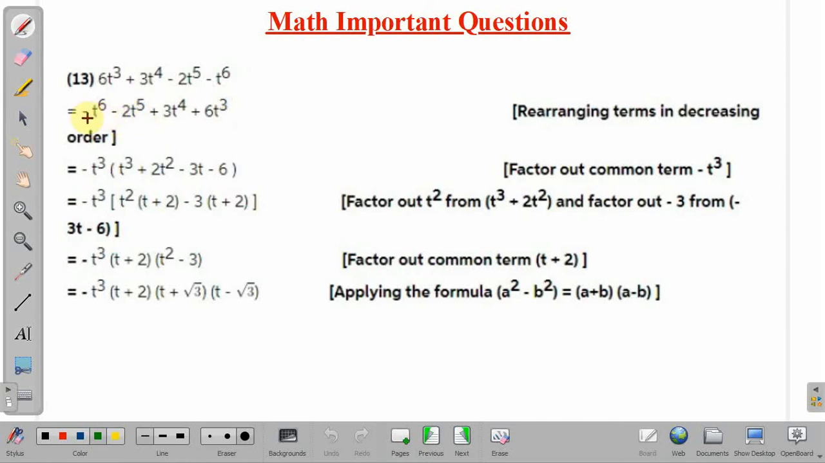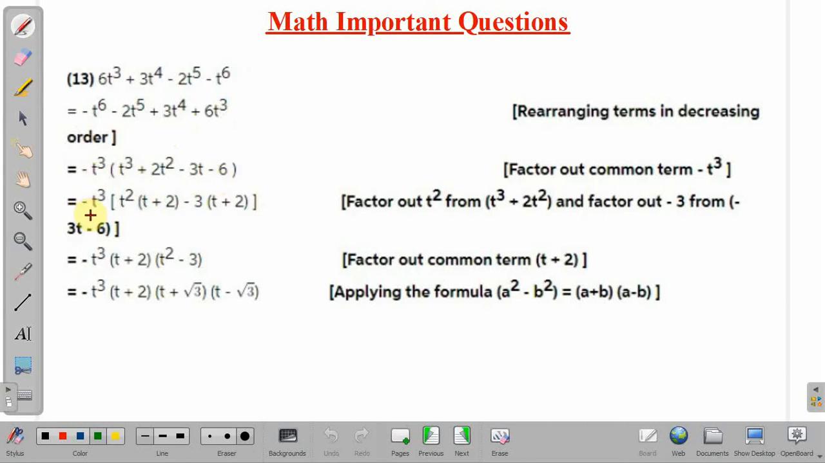So we will get minus t to the power 6 minus 2t to the power 5 plus 3t to the power 4 plus 6t cube, taking minus t raised to the power 3, because HCF of all these four terms will be minus t to the power 3. So we are factoring out minus t raised to the power 3, then we will get t raised to the power 3 plus 2t square minus 3t minus 6.